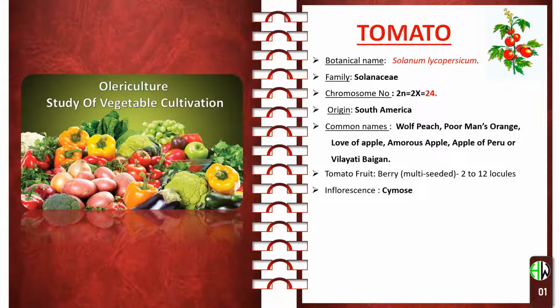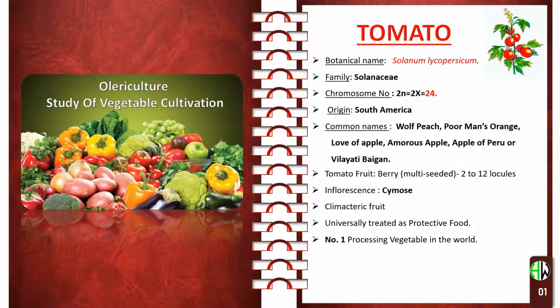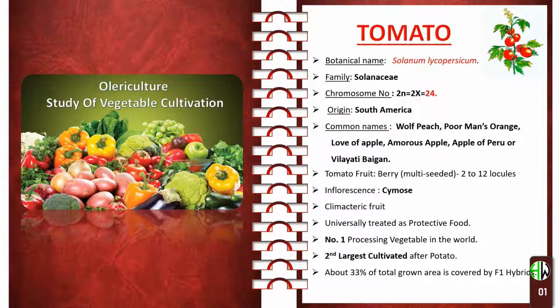Inflorescence is cymose. It is a climacteric fruit and universally treated as a protective food. Tomato is the number one processing vegetable in the world and second largest cultivated after potato, where about 33% of total grown area is covered by F1 hybrids. In tomato we observe patromorphy.